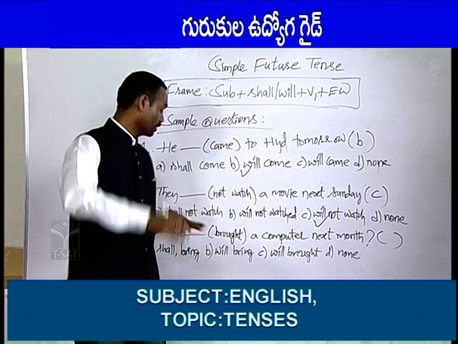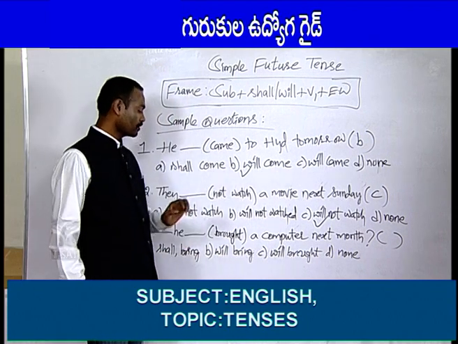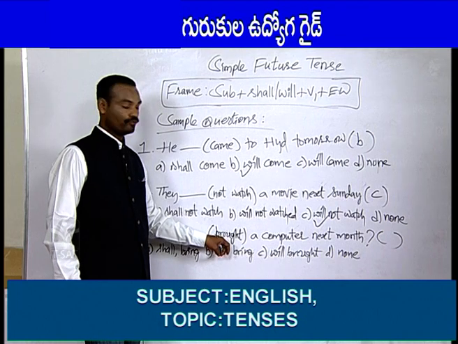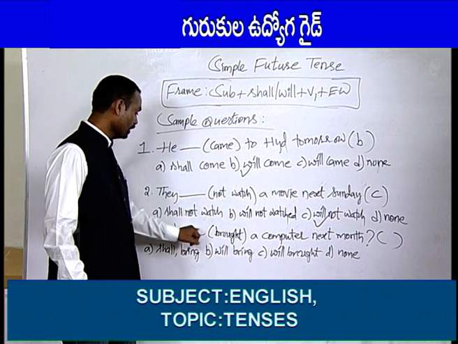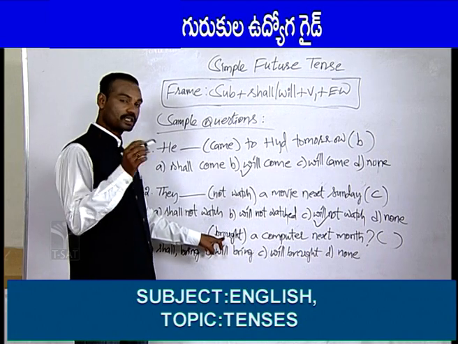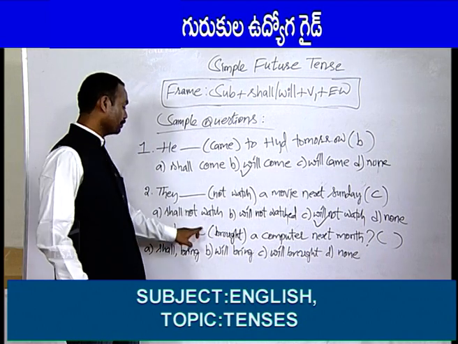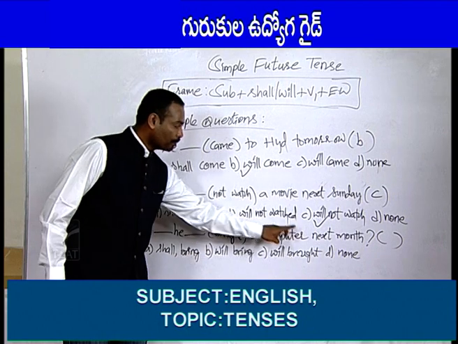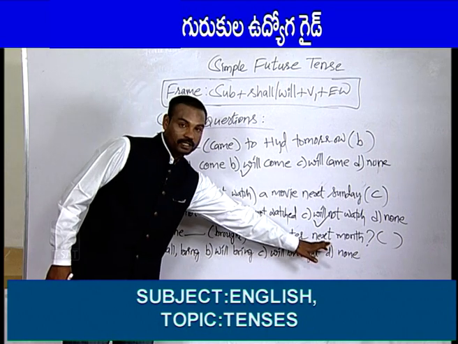Will he. Will he. Next V1 should be there, but they have given V2. Will he, we should change this V2 into V1. What is the first form of brought? Bring. Will he bring a computer next month? Next month is the keyword.